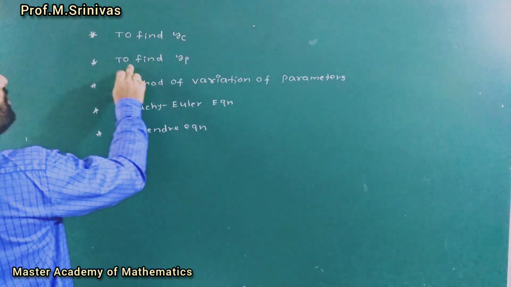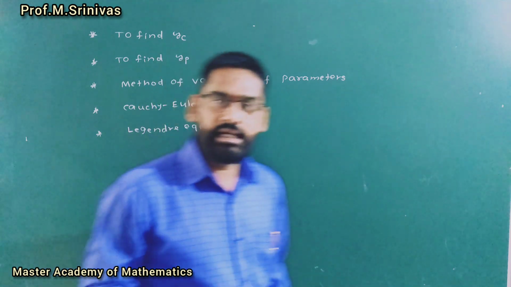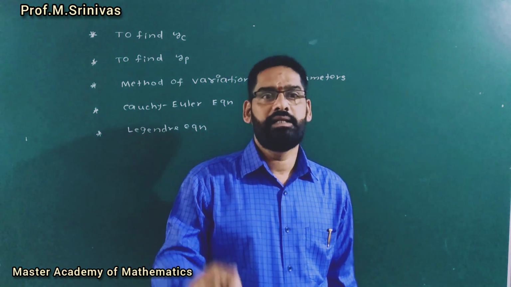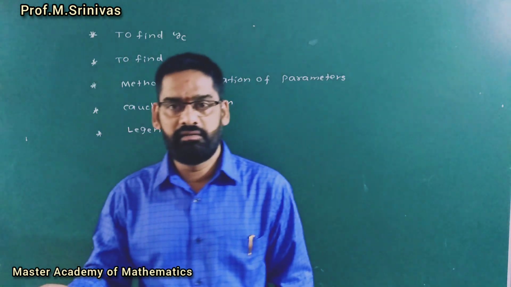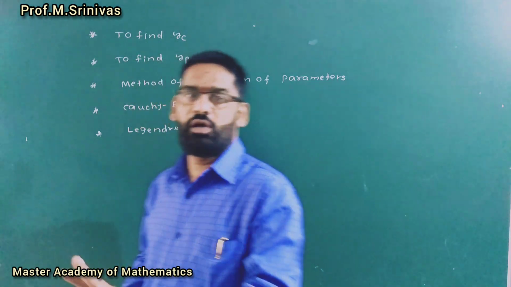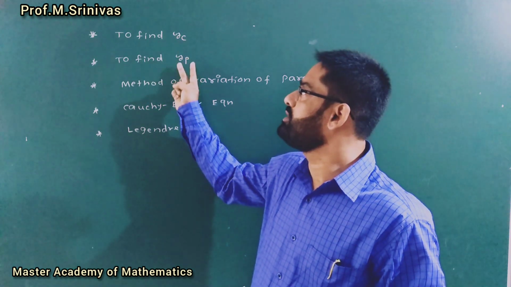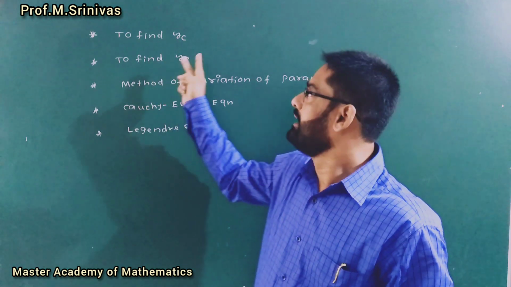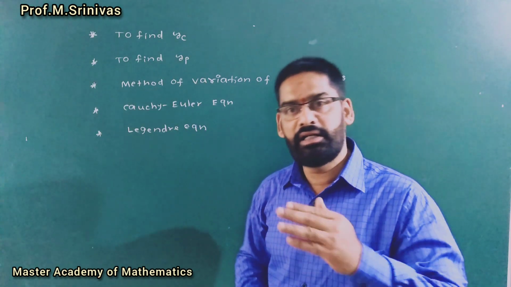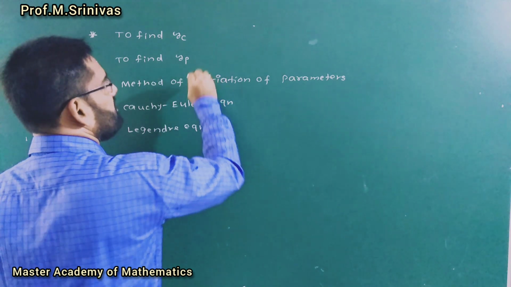And coming to YP, the particular solution. This particular solution is calculated when the right hand side of a higher order ordinary differential equation is not equal to 0. If the right side is equal to 0, we are able to calculate only YC. If it is not equal to 0, we come to YP. That YP can be calculated by different methods, and I will give you the different methods of YP.